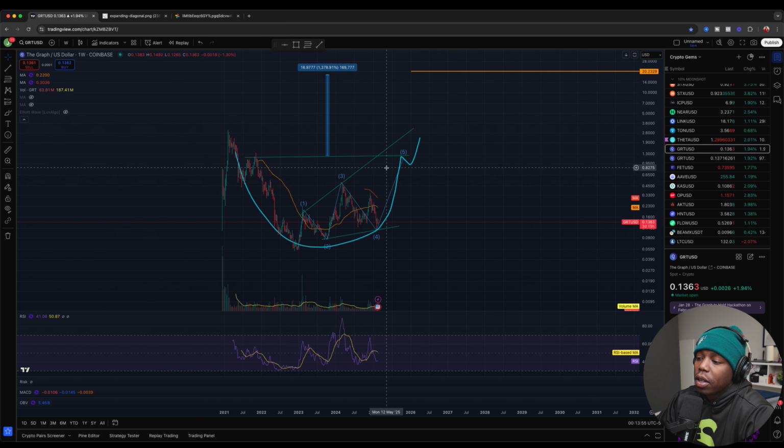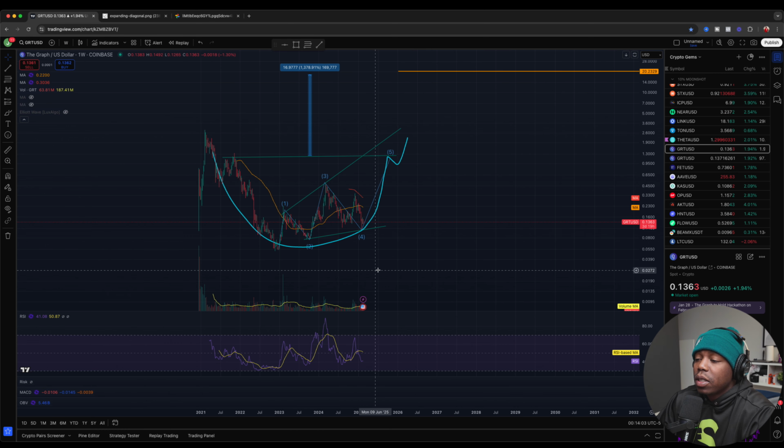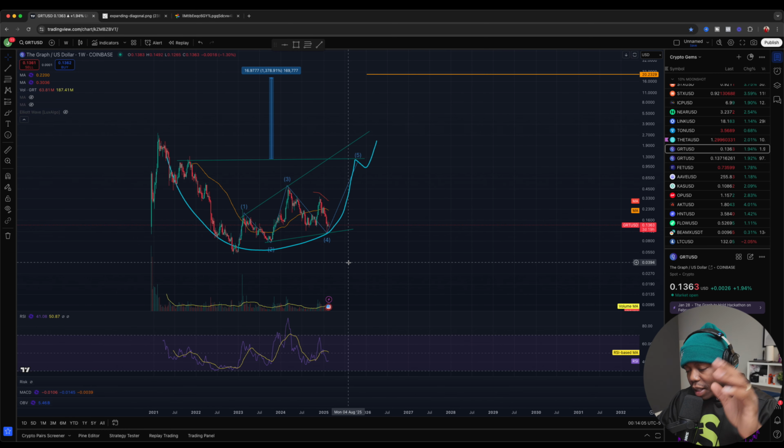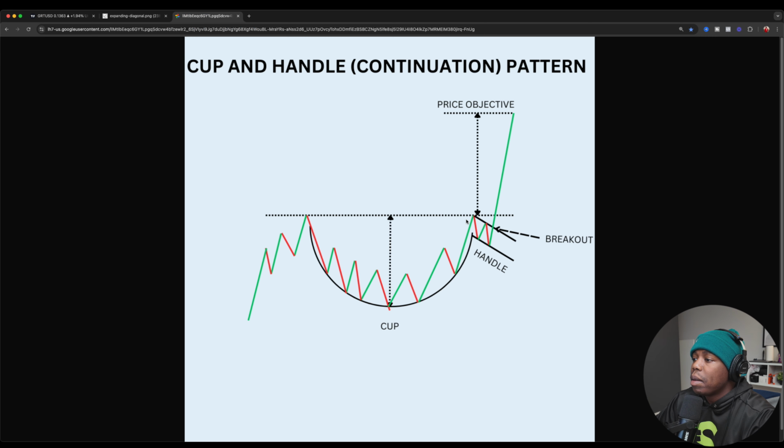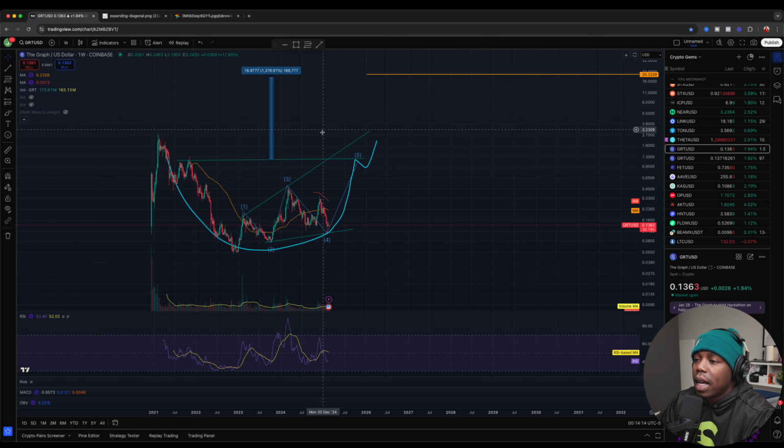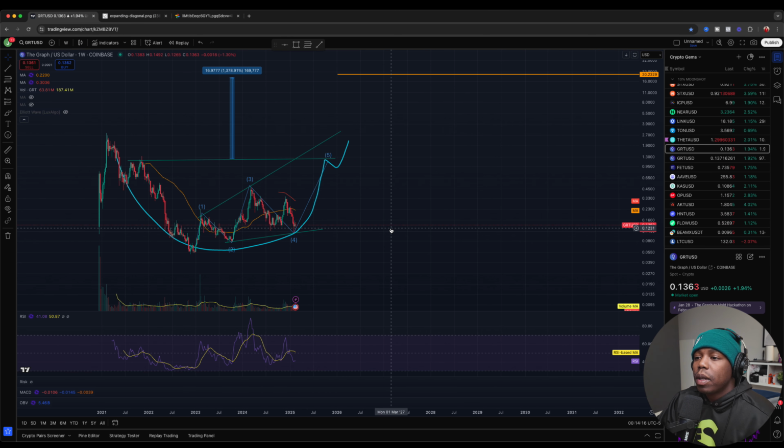Now, it could get there in this cycle. It could get there in a later cycle. We've seen crazier things in crypto. So that's just kind of what I have as a long-term target. But based on how you can measure a price target for this cup and handle pattern, that's what I've got right here. But let me know what you think.